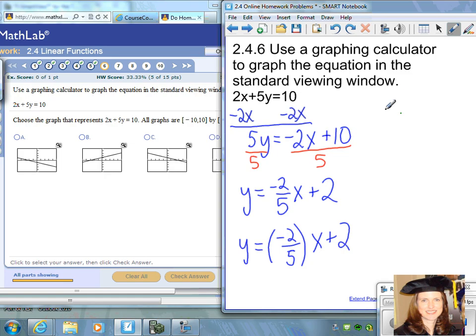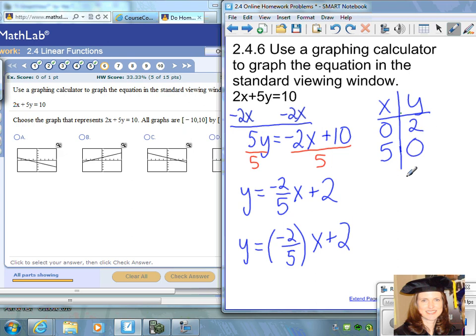If you're doing this by hand, you can make a table of values. Plug in your x and your y. For example, if x is equal to 0, when you plug 0 into this equation for x and you simplify, 0 times this equals 0 plus 2, the y has to be 2. If we plug in another number such as 5, and I'm doing that so I don't have any fractions to worry about, plug in 5 for x, 5 times negative 2 over 5, the 5's will cancel out, and you get negative 2 plus 2, you get 0.